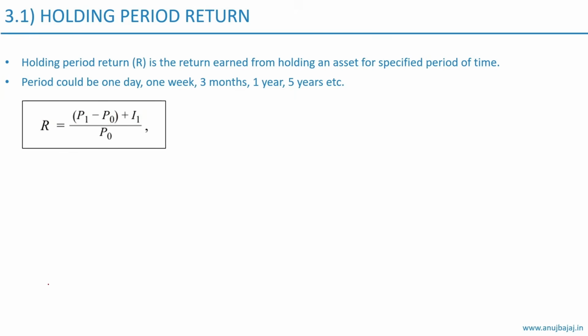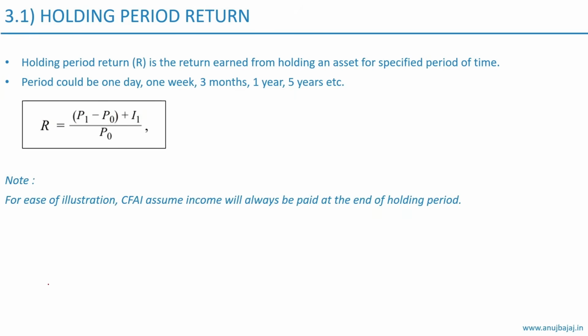There is a note here that for ease of illustration, the CFA Institute assumes that the income will be received only at the end of the holding period. It is possible that in practical life, the income could be received somewhere in between the holding period, but the reinvestment rate also comes into picture. So to avoid the complication, we assume that income will always be received at the end of the holding period.